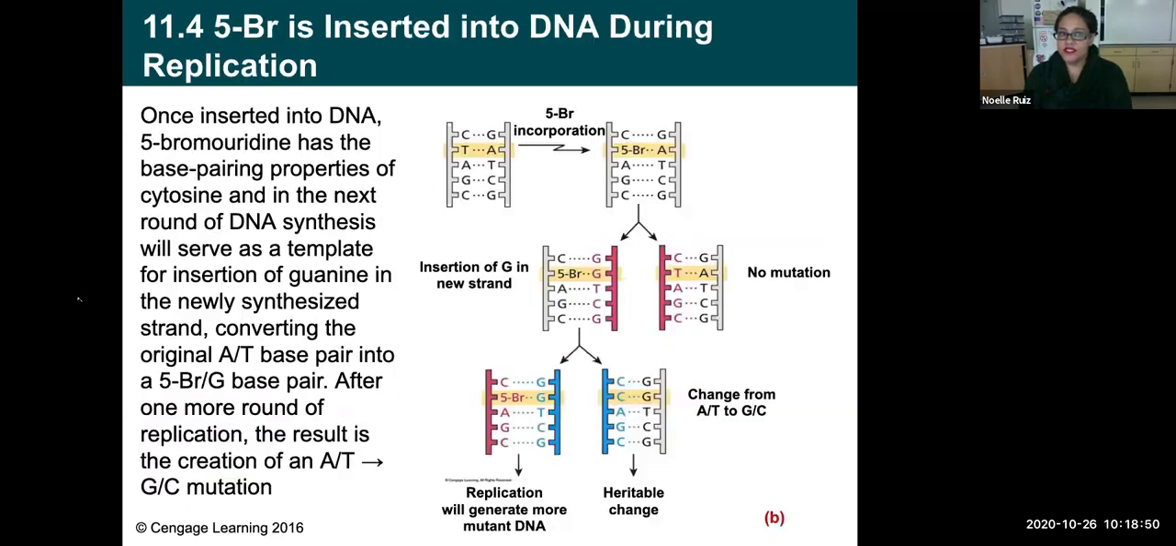Once inserted into the DNA, 5-bromouracil has base pairing properties of cytosine. In the next round of DNA synthesis, it will serve as a template for insertion of guanine in the newly synthesized strand. So what used to be an AT pair is now a 5-BrU-G base pair. And then after one more round of replication, the result goes from AT to a GC mutation. And it only takes that one mutation, like in sickle cell anemia, just that one base pair to cause problems.